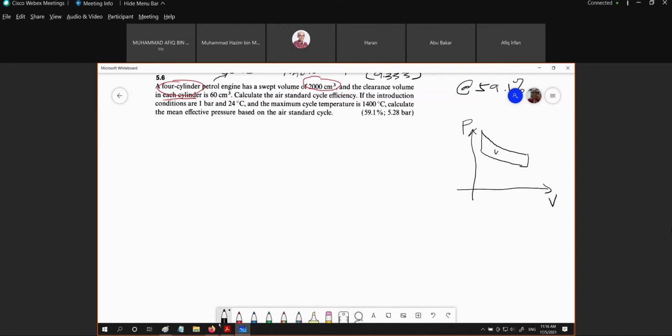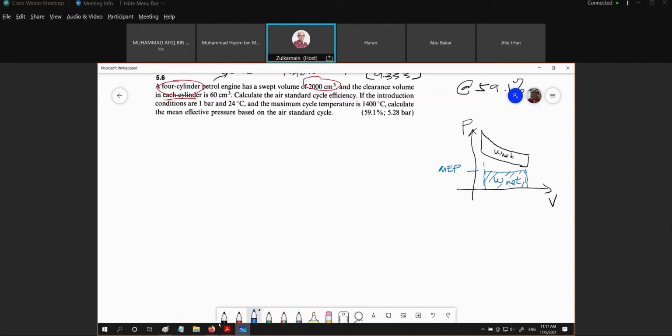So we have this is W net. And what is MEP? The MEP is we represent the area of W net as a rectangle. So this is our rectangle. This is equivalent to W net also. Okay, the area is equal. So the height of this rectangle, the pressure represented by this height of the rectangle, is called the MEP, mean effective pressure. Then of course we need to analyze the cycle.